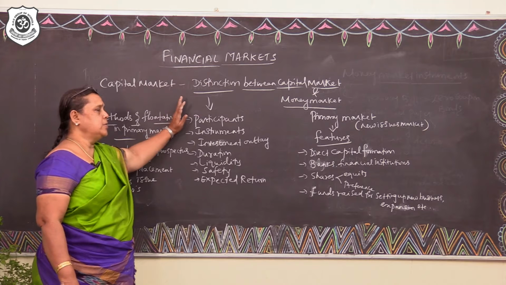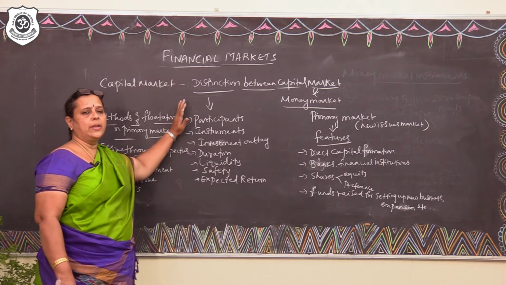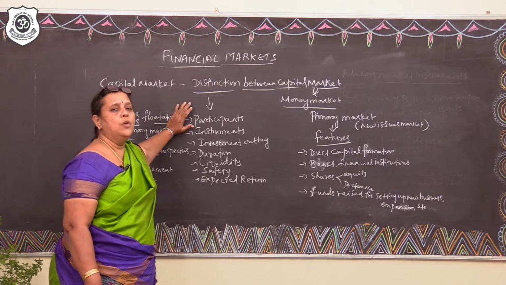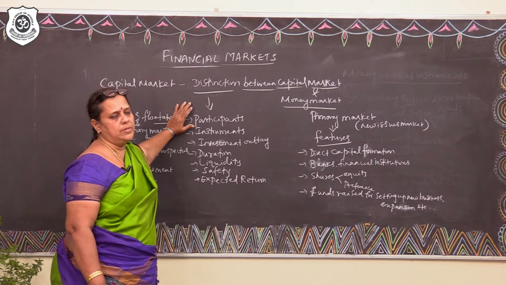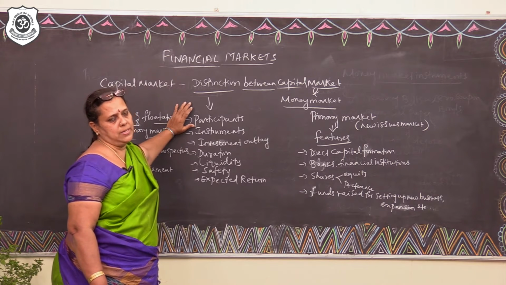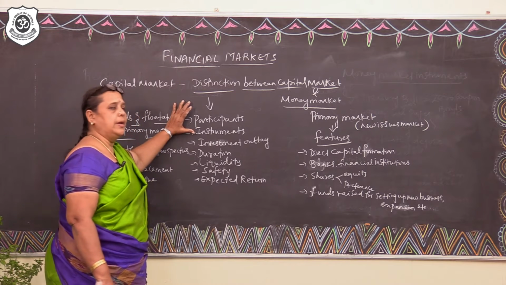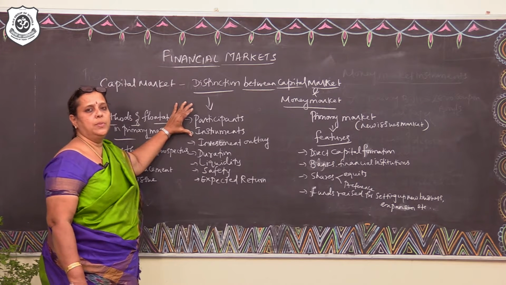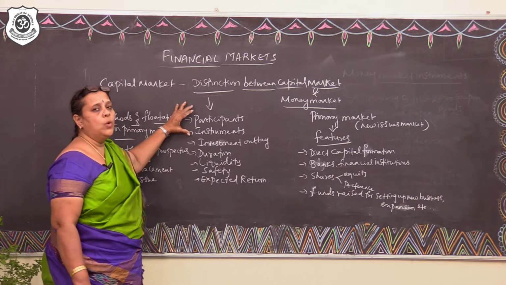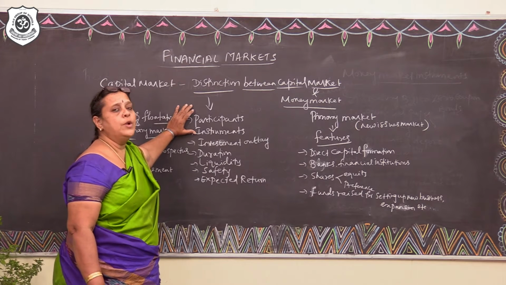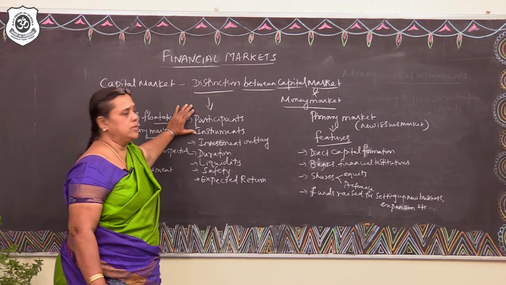Basically, the difference between capital market and money market arises due to the following factors. Number one, participants. Participants in a money market are generally government, banks, Reserve Bank of India, financial institutions, mutual funds, etc. While the participants of capital market are general public, banks, insurance companies, etc. The instruments traded in a money market are in the form of call money, treasury bills, commercial paper, etc. While the instruments traded in a capital market are in the form of shares, debentures, bonds, etc.